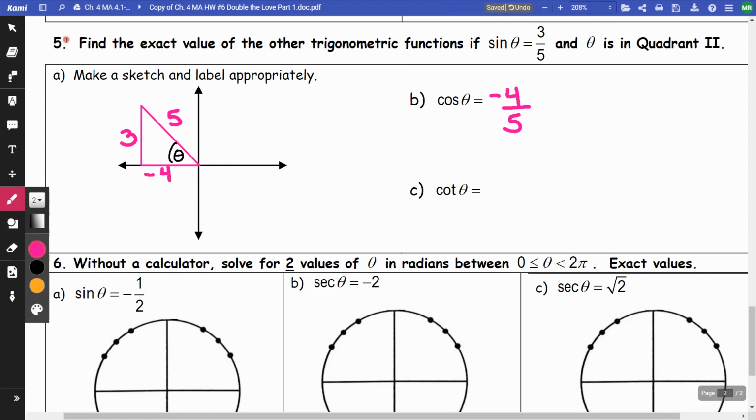My cotangent is going to be the reciprocal of tangent. Remember, tangent is y over x, or opposite over adjacent. So my cotangent is going to be x over y, I'm sorry, adjacent over opposite, which is a negative 4/3.